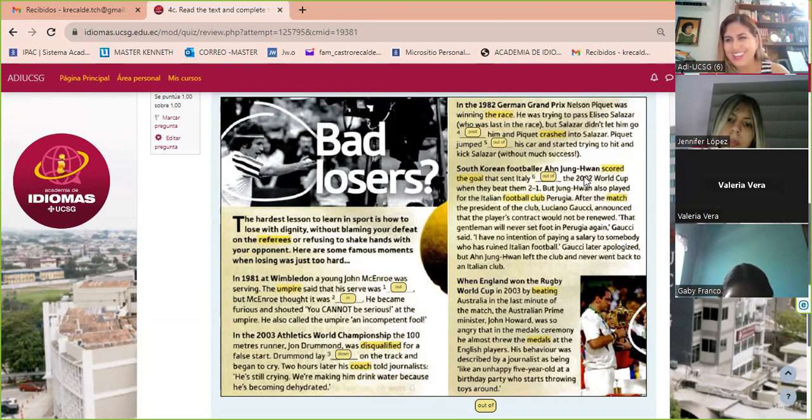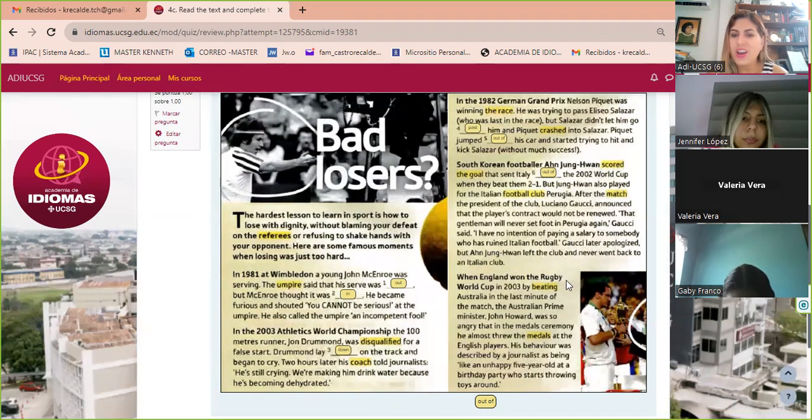Imagine that. So immature. Then we have also this footballer who scored the goal, and then the president of the club announced that he won't be in the club anymore. Oh my God, imagine that. Because he ruined Italian football. And the last one, John Howard, was so angry because he lost that he threw the medals to the other players. Wow, so bad, right?